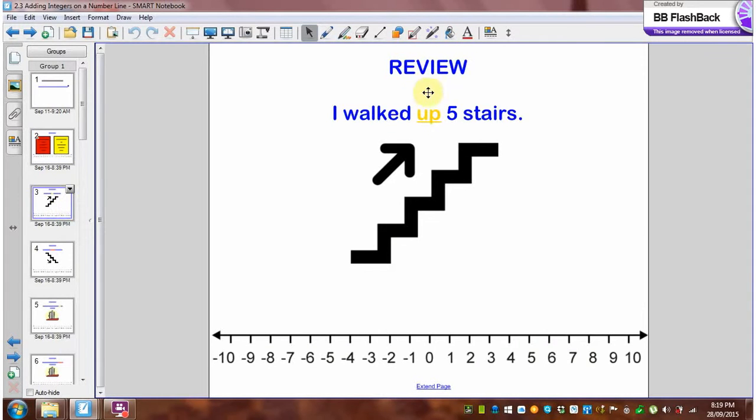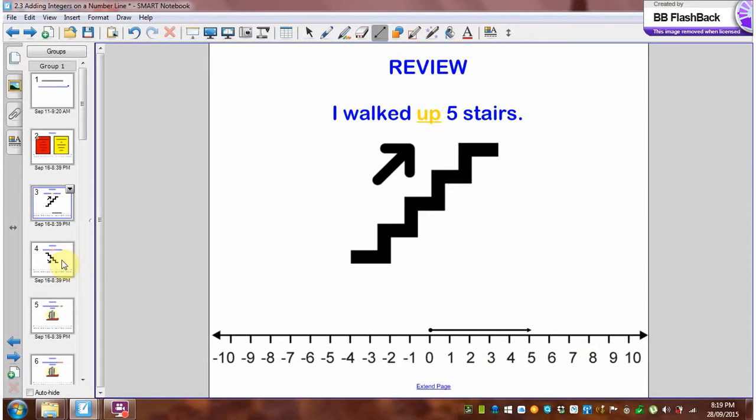Okay, so here are some more examples. No need to write this down, just follow along. So I walked up, which is our positive word, 5 stairs. I'm actually going to draw that out for you. We started at 0, and we walked up 5: 1, 2, 3, 4, 5. Okay, so that's how you write it out using a number line.